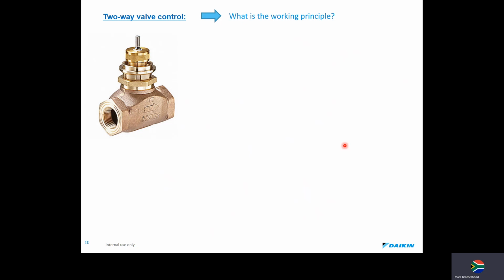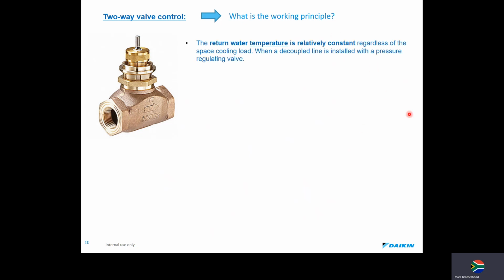So two-way valve control, that's pretty much what a two-way valve looks like. What is the working principle? The return water temperature is relatively constant. Bear in mind, we're talking temperature, not volume, regardless of the space cooling load. When a decoupled line is installed with a pressure regulating valve, the water flow through each terminal varies proportionally in a function of the load. So here we're not changing temperature, we're changing water flow rate.